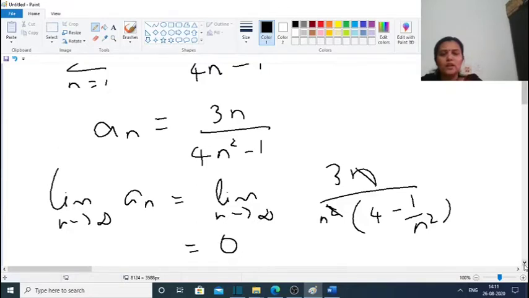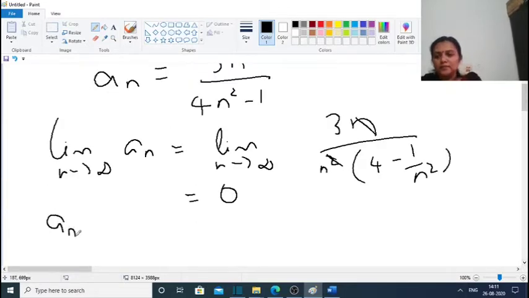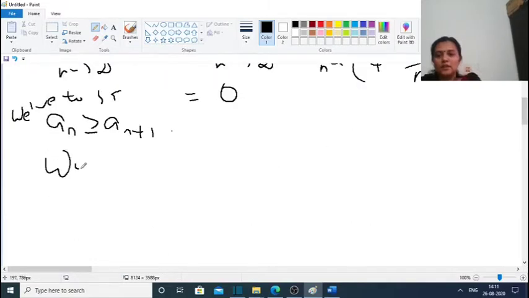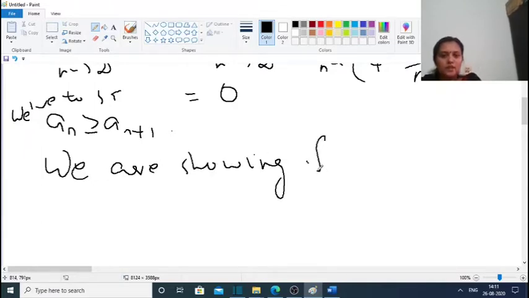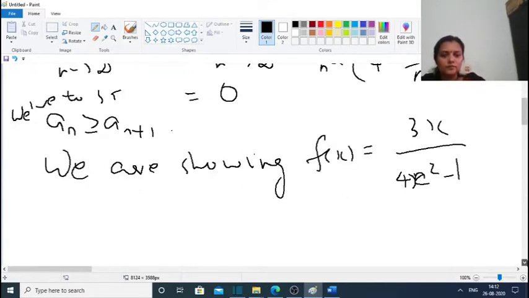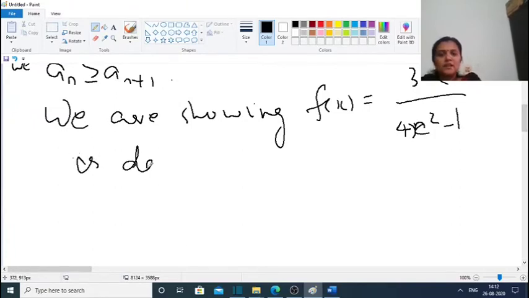Now we have to show the first condition, that an is greater than or equal to an plus 1. For that we are showing f of x equal to 3x by 4x square minus 1 is decreasing for x greater than or equal to 0.